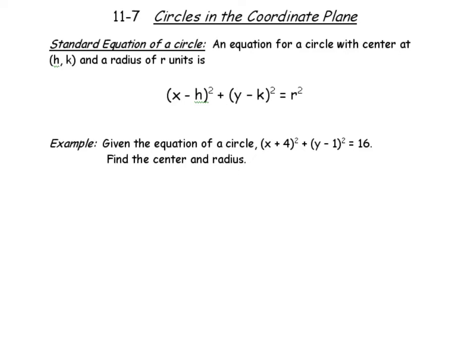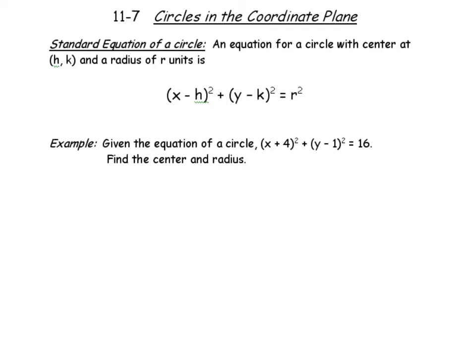All right, 11.7, all about circles. We love circles. Simply stated, the standard equation of a circle is (x - h)² + (y - k)² = r², okay? Your center is (h, k), and your radius is r units.